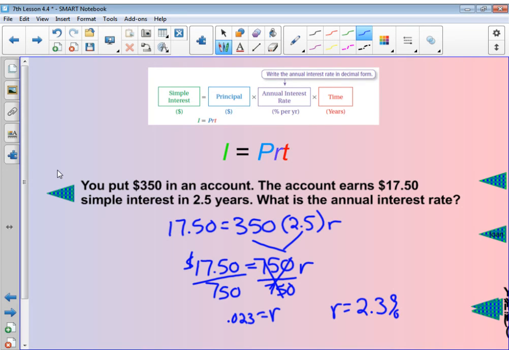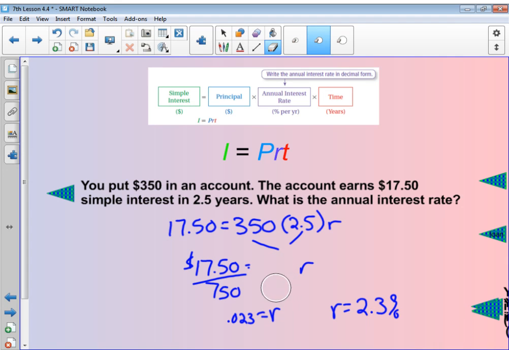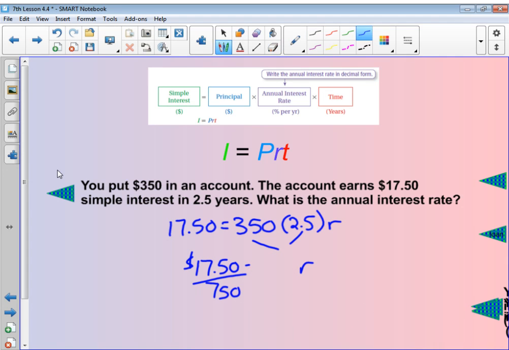I have this wrong, so just a second, I mismultiplied there. So this should have been 875. And I'm going to double check that one more time. 350 times 2.5. I must have hit a wrong button. 875. So we're going to divide here by 875.